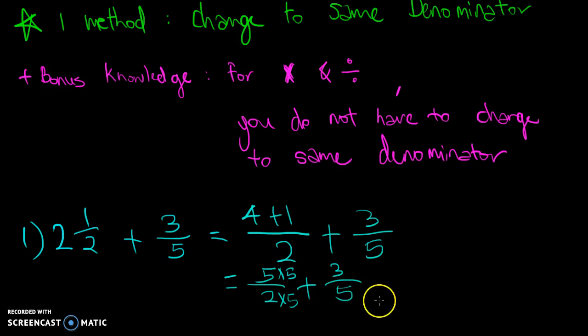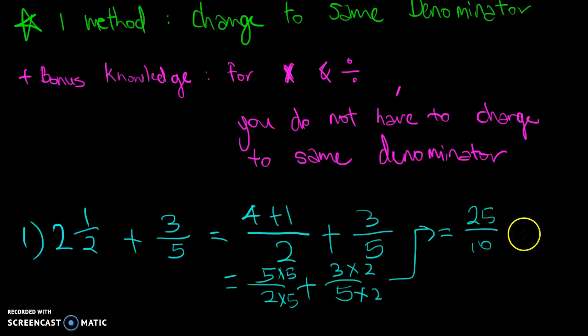This one I multiply by 2. Multiply by 2 to get the same denominator, so that these two denominators are the same. Then I will end up with 25 out of 10 plus 6 out of 10. From here, I just have to add it up. I end up with 31 out of 10.